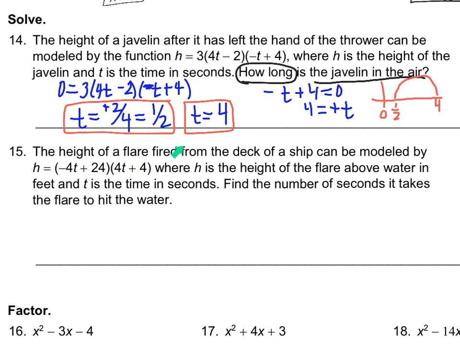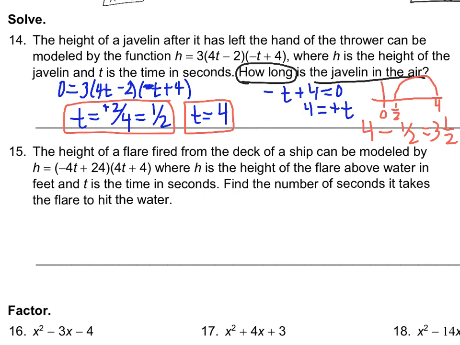Now, the thing with this problem is that I end up with 1/2 as an answer and 4 as an answer. That means my parabola started at 1/2 and went all the way up here into 4. But I need to find out the difference between 4 and 1/2. I need to find out how much time happened.